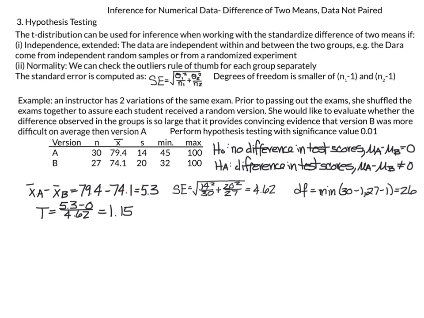Next, standard error. So I take the standard deviation squared over sample size, 30, plus our standard deviation over here, 20 squared over our sample size, 27, and I get 4.62. The degrees of freedom is the minimum of our sample size of 30 minus 1 and 27 minus 1, so this is 29 and 26, so 26 is our degrees of freedom. And finally, my t-score. So I take the difference of the means, 5.3, subtract what we had predicted with H0, which is 0, and then divide by the standard error, 4.62, which is 1.15.